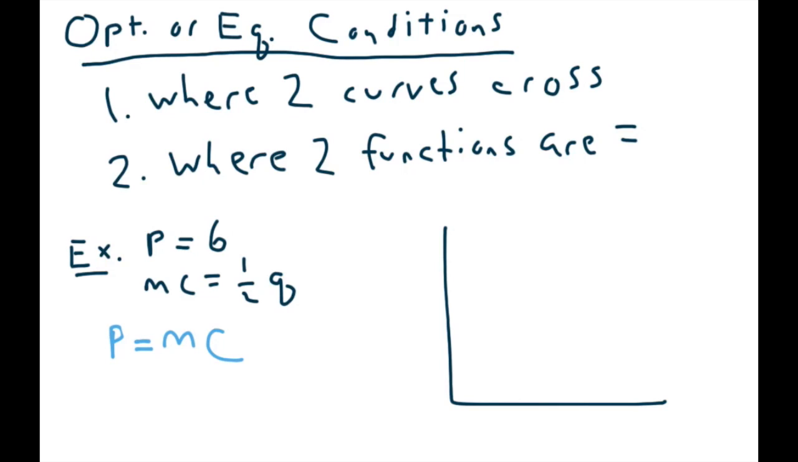So geometrically, let's draw that in. If we have cost on the vertical axis and q on the horizontal axis, we might have p equals 6. It looks like this when we graph it, and we have mc equals 1/2 q, which is an upward sloping line. So this is mc, this is p. And we're basically asking what is the q when these two intersect? What is this number?